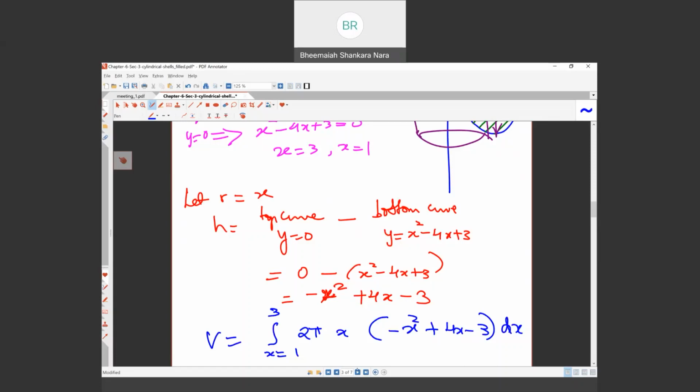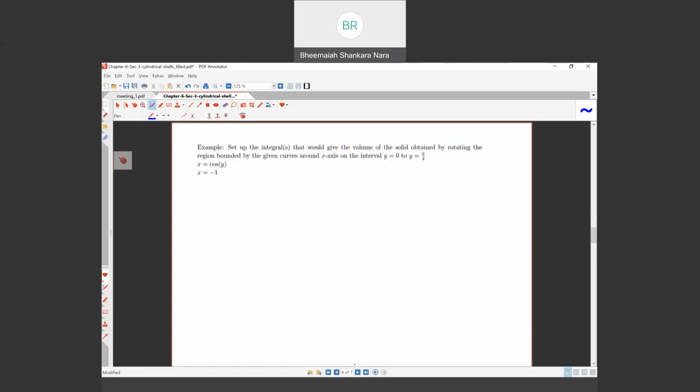Next example. Set up the integrals that would give the volume of the solid obtained by rotating the region bounded by the given curves around the x-axis on the interval y equal to 0 and y equal to pi over 4. So we have the x equal to cosine y curve. You might want to think of the y equal to cosine x curve, which you are more familiar with, which has the maximum at 0 and then at exactly x equal to 1, the value of the curve is 0, and this is the graph of the cosine x curve.